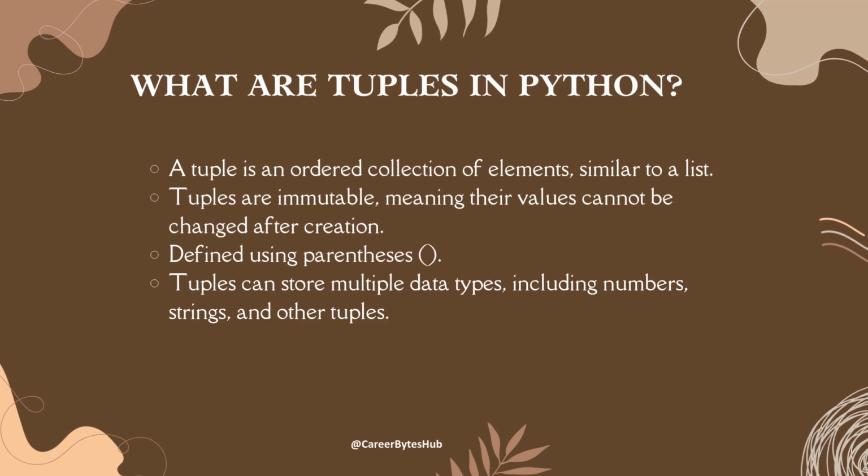As we have seen that lists are mutable and allow modifications, now we will explore tuples, which are different. Tuples, like lists, store multiple elements in an ordered structure, but they are immutable. This means once a tuple is created, we cannot change, add, or remove its elements. Tuples are defined using parentheses, instead of square brackets. Let's see how we can create them.